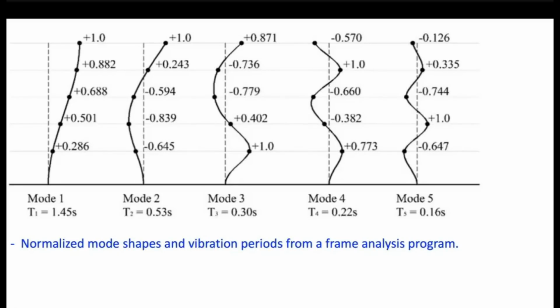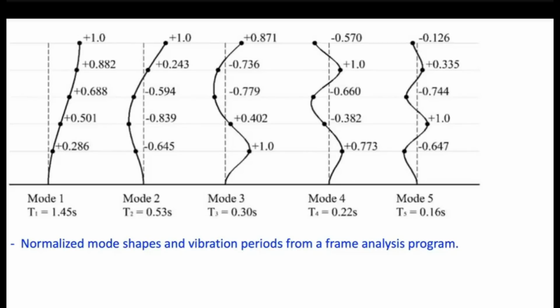What you see here is the deflected shape of the building for various modes from 1 to 5, and for every mode the vibration period is given. T1 is equal to 1.45, the fundamental mode. Then it reduces to 0.53, 0.30, 0.22, and 0.16 as we go to the higher modes. We identify mode 1 when all the masses are moving in one direction.